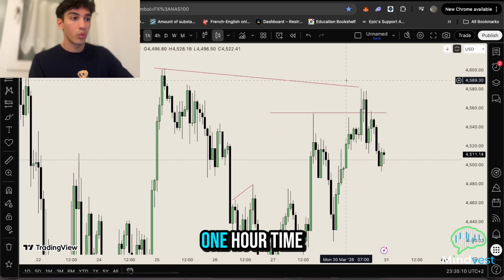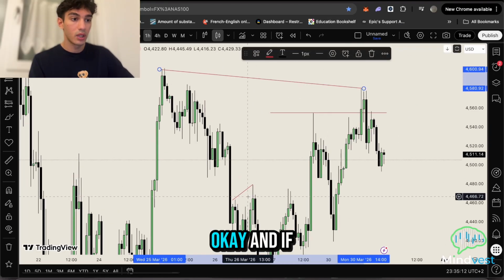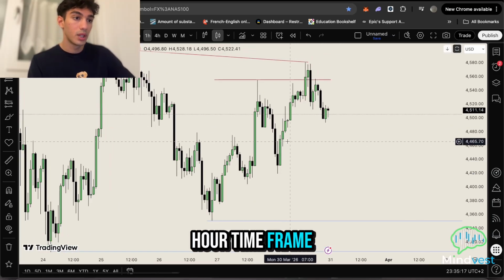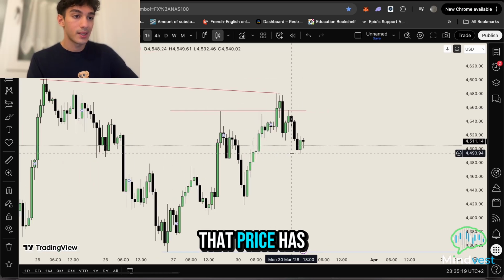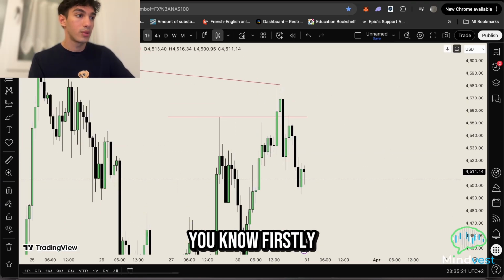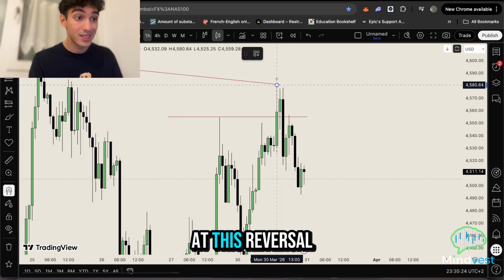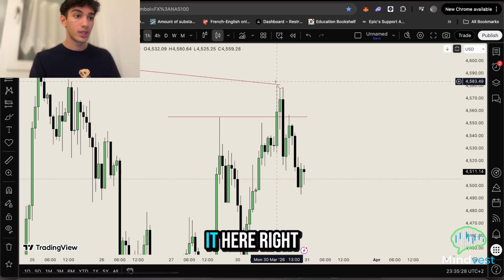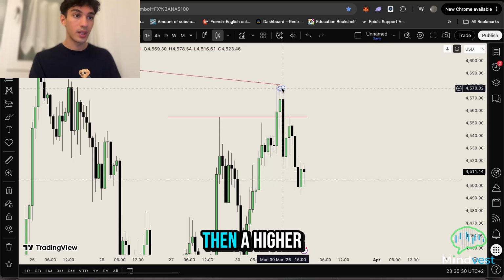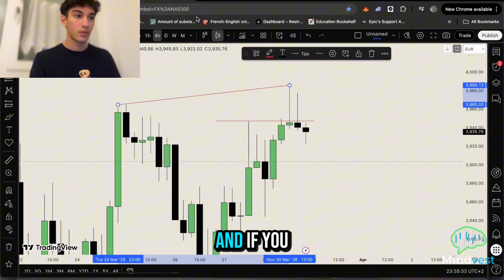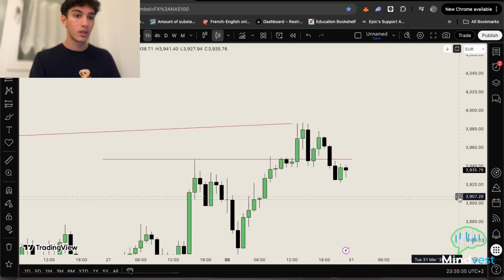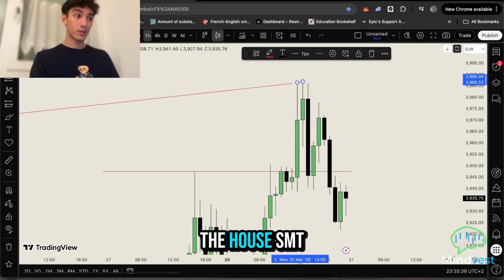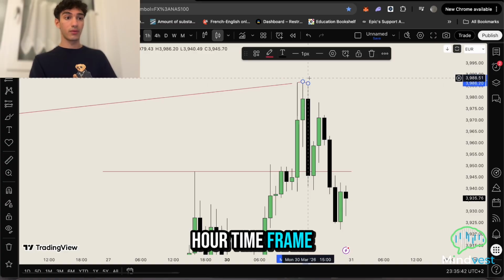We are gonna go on the 1 hour time frame. Okay. And if you see here on the 1 hour time frame, that price has, firstly, we have a 2-stage SMT at this reversal during London session, like this. You'll see it here, right? We make a lower low and then a higher, or we sweep that out. And if you see here, we firstly sweep it out and then we don't sweep it out, like this. So this is the 2-stage SMT on the 1 hour time frame.